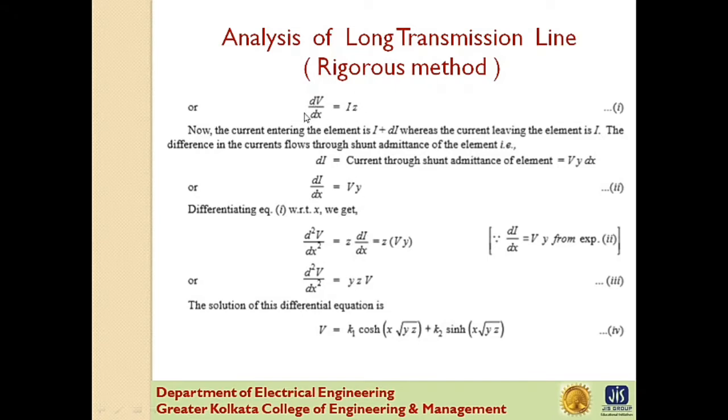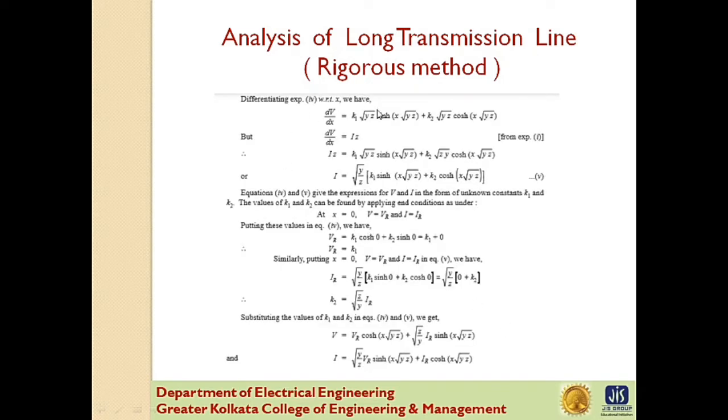Now differentiating this equation with respect to x, we get d square V by dx square equals z dI by dx. Now in place of dI by dx we put V into y. So d square V by dx square equals yz into V. The solution of this differential equation is V equals k1 cosh x root over yz plus k2 sinh x root over yz.